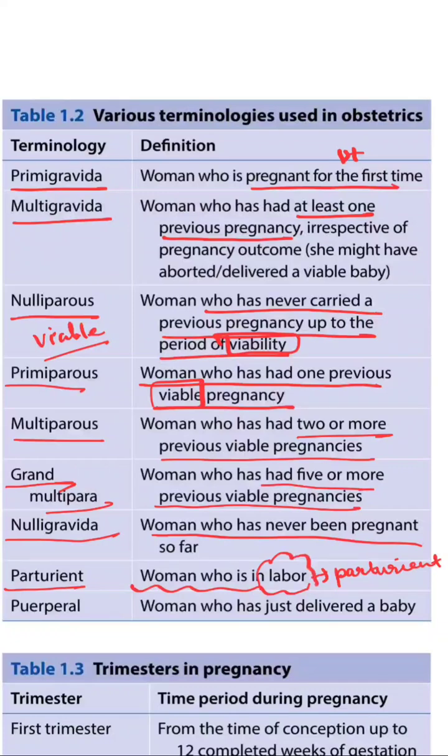Who is in labor. Puerperal: a woman who has just delivered a baby. A woman who has just delivered a baby will be termed puerperal, because of something called the puerperium period. The puerperium period is from delivery up till 6 weeks. Under this period, that woman will be referred to as puerperal.